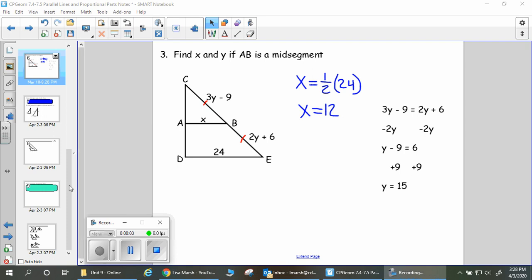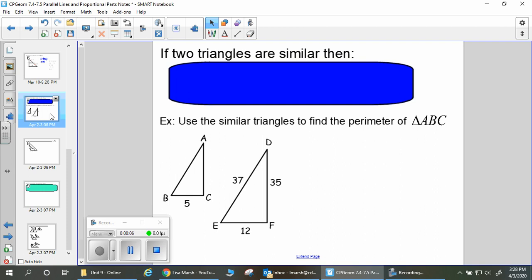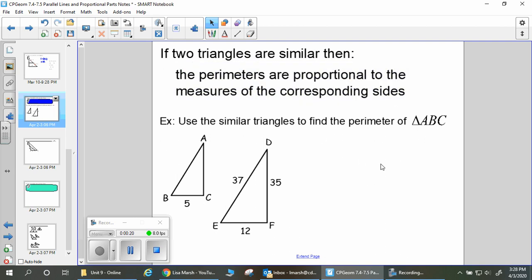Okay, so the next item that we're going to talk about is if we have similar triangles, so we're going to be sort of back to those two separate triangles. What else do we know? So if you have two triangles that are similar, then that means the perimeters are going to be proportional to the measures of the corresponding sides. So instead of just writing a proportion in order to find a missing side, it turns out I can write a proportion and find an entire perimeter.